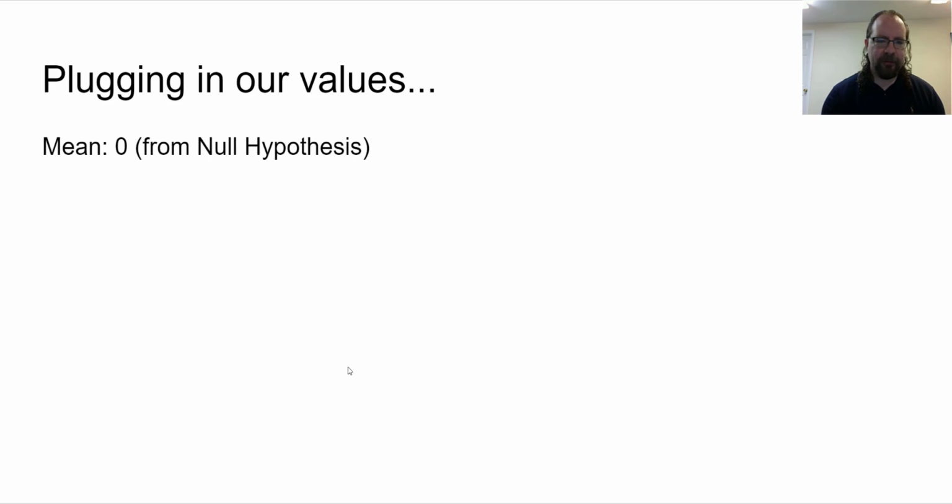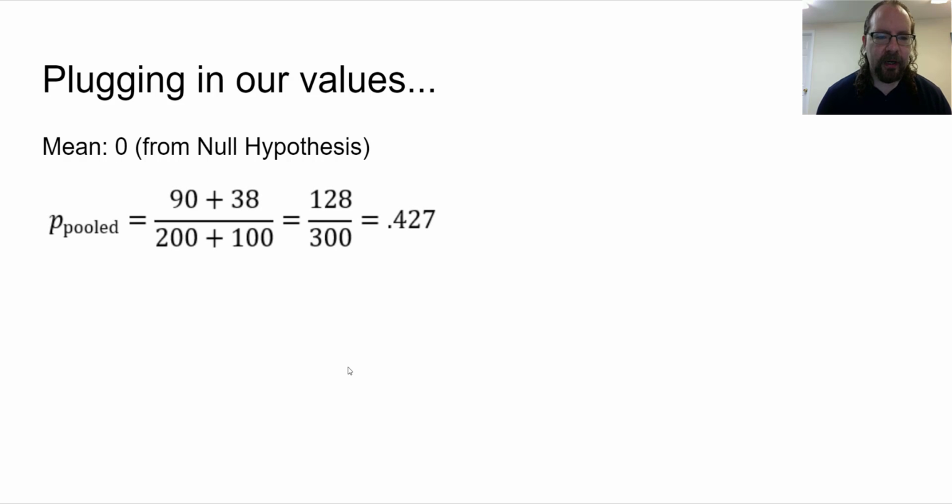So we know the mean is 0 from our null hypothesis, but we need to compute our pooled proportion. Now we're told that it was 90 New York residents and 38 Connecticut residents. That gives us our numerator of 128. There's also 200 total New York residents surveyed and 100 total Connecticut residents surveyed. That gives us our denominator of 300. So we're just taking the numerators and denominators of the two proportions and putting them together and finding that new value, which is 0.427. Note that that proportion is somewhere in between the 45% and 38% that we got from the two samples, which makes sense. If we put them together, we should get a fraction somewhere in between.